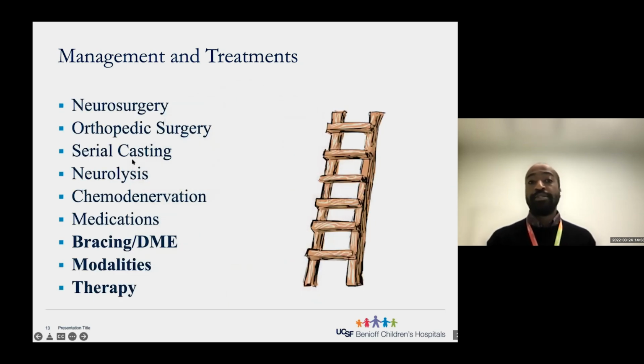When it comes to management and treatment ideals, the schema that I commonly use is a laddered tier or runged approach, where I'm thinking about the least invasive intervention as much as possible before advancing to more invasive interventions. We'll talk about each rung of this ladder in kind, first starting with therapy, modalities, bracing, and equipment.